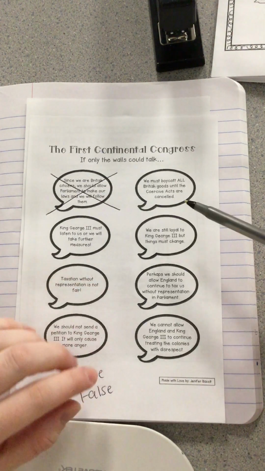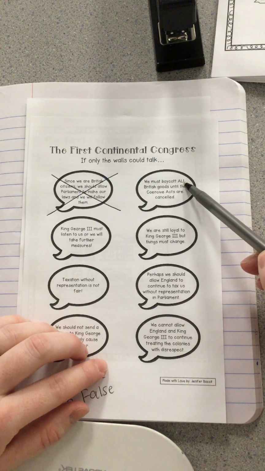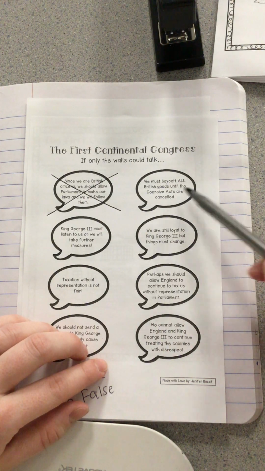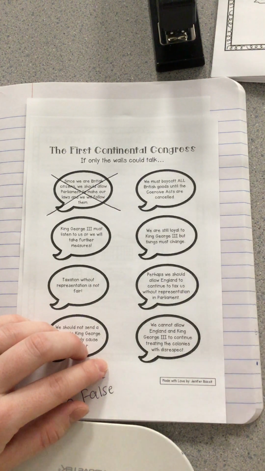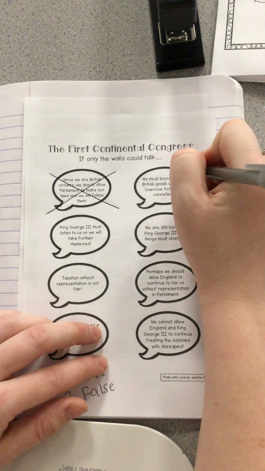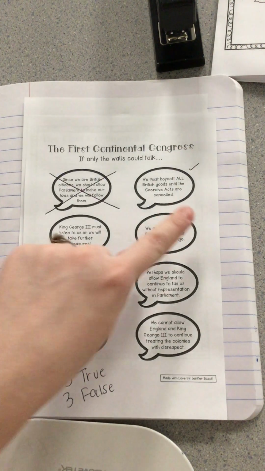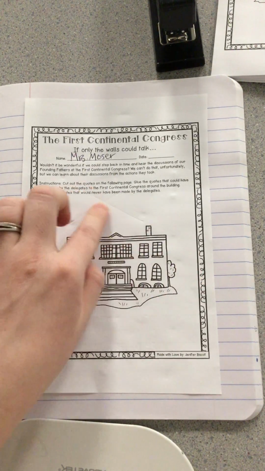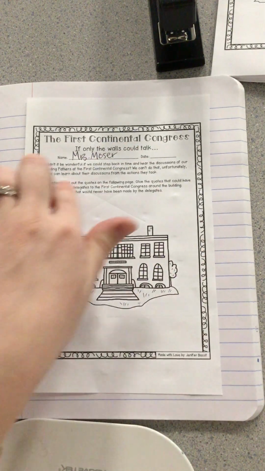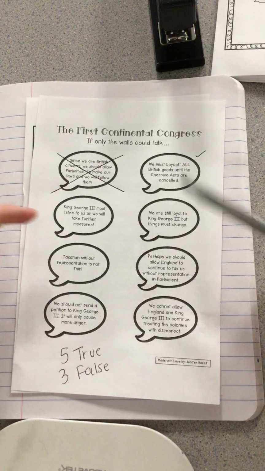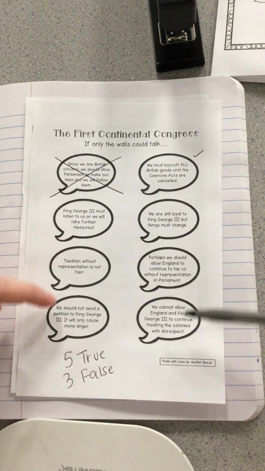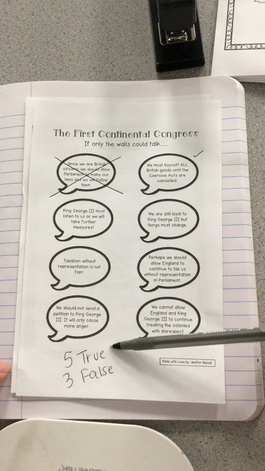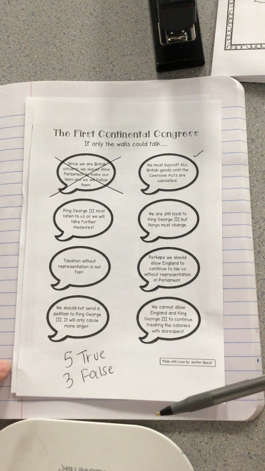Whereas when we read this, we must boycott all British goods until the coercive acts are canceled. That's true. I'm just going to put a check mark right above that one because that's going to be one that I'll cut out and glue around our building. Oh, I colored. That's okay. And then you'll do the same thing. You'll read each statement carefully. You should have 5 that are true and 3 with X's over them.